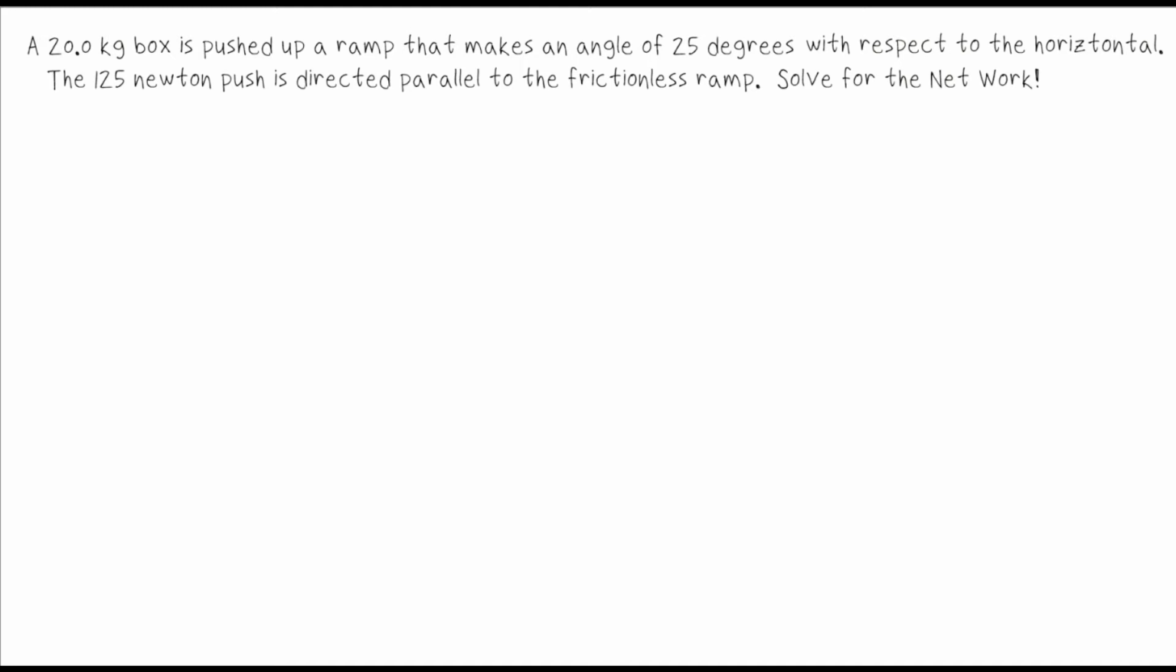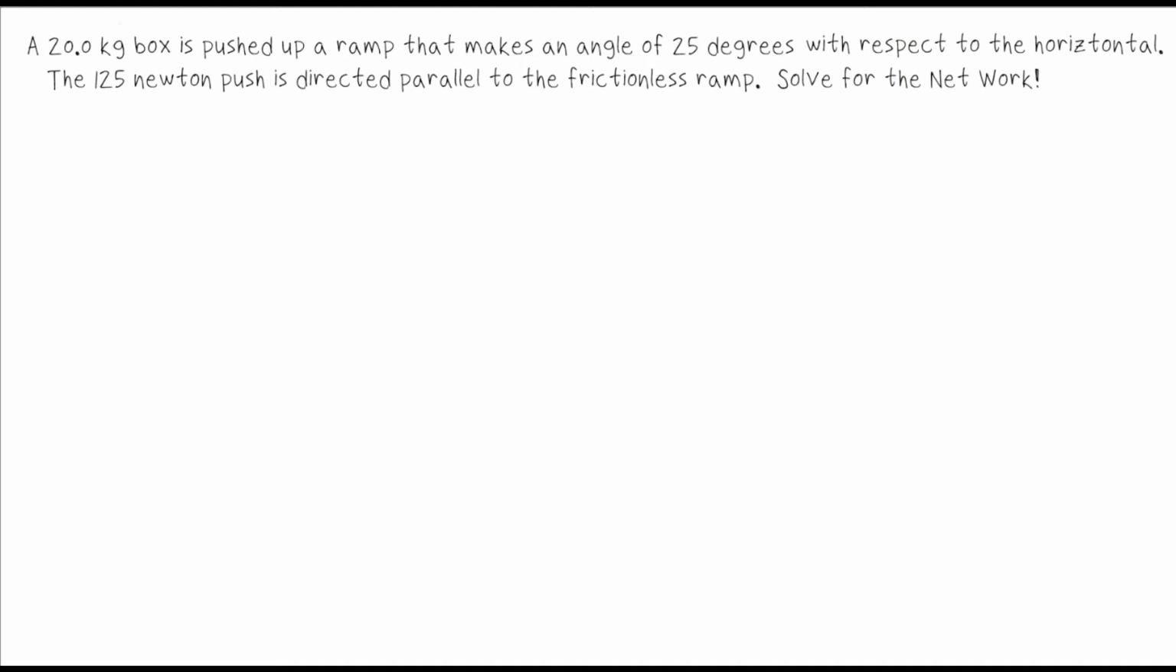First thing we do is read the question and underline. So we have a 20 kilogram box that is pushed up a ramp that makes an angle of 25 degrees with respect to the horizontal. The 125 Newton push is directed parallel to a frictionless ramp, and we want to solve for the net work.